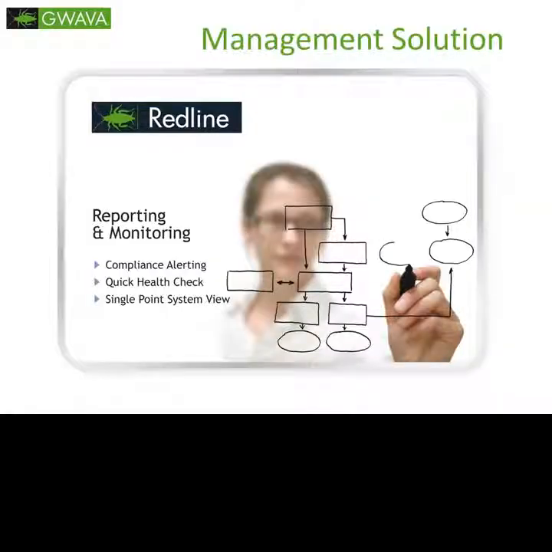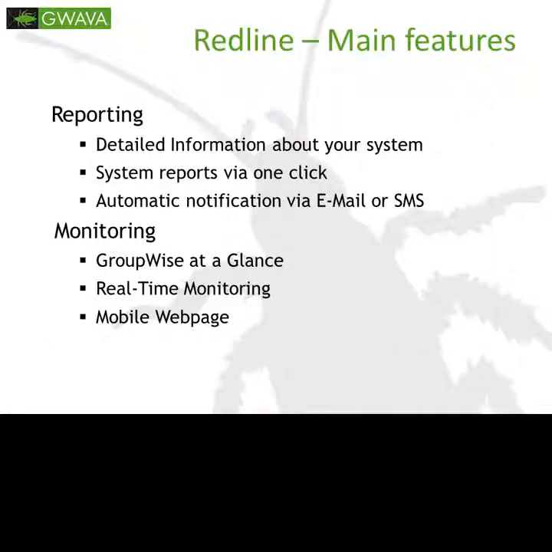Let's start with what's new in Redline 4. First of all, I want to say something about Redline for those who don't know it. Redline is our little reporting and monitoring tool, so you can see your GroupWise system, or your system at all, in one quick view. The main features of Redline are reporting and monitoring. In reporting, you can get detailed information about your system in one click, and you get automatic notification via email or SMS. Monitoring means, and this presentation is based on the presentation of the year 2006, that we named GroupWise at a glance. This is a feature where you can see your GroupWise system in one view.